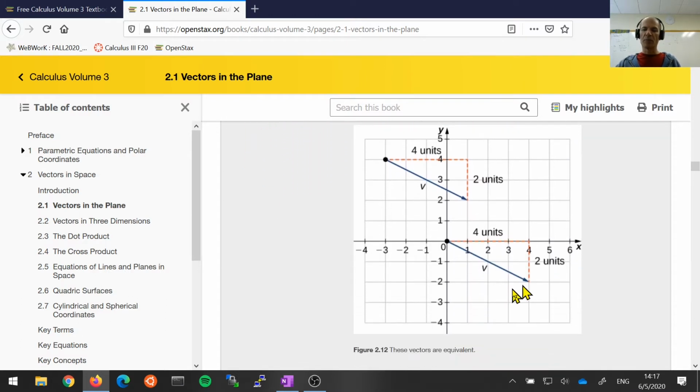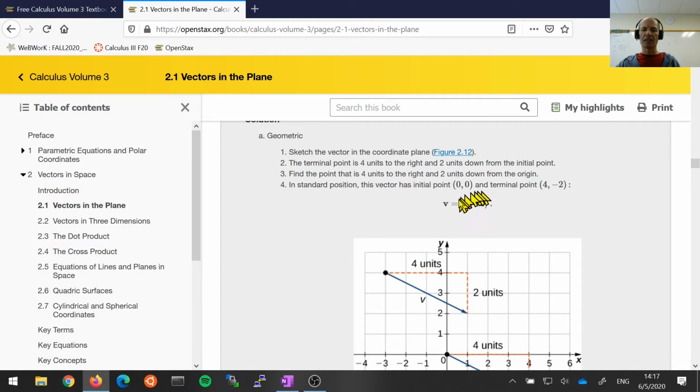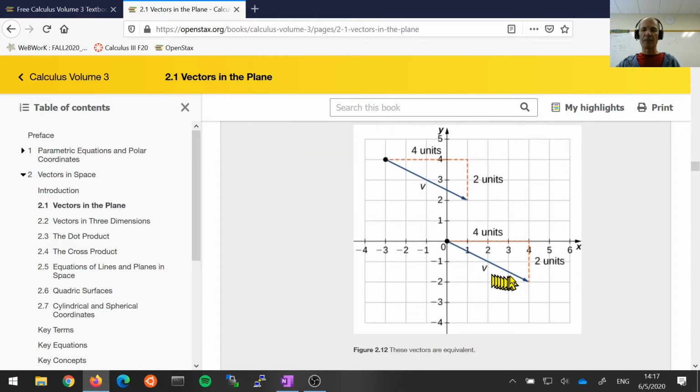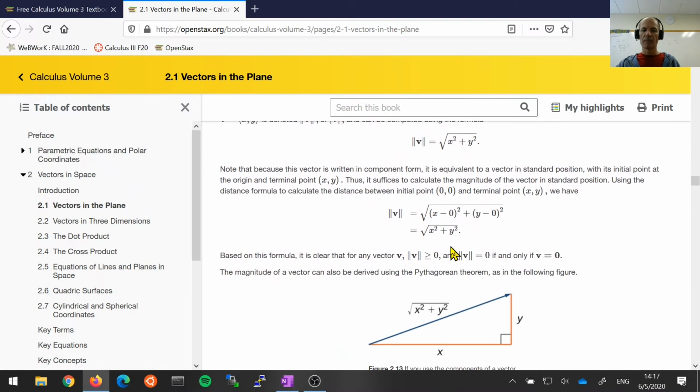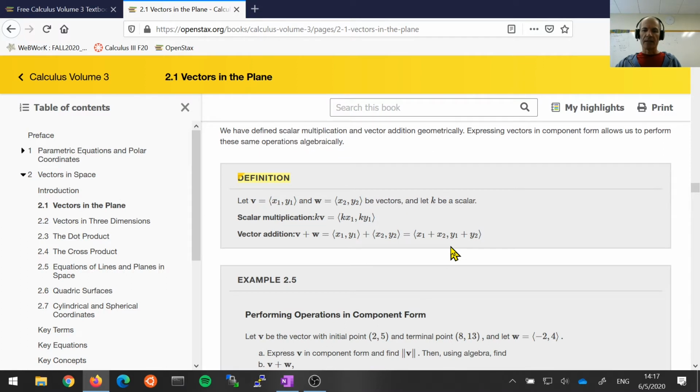And then if we wanted to plot it, we could put the tail at the origin and the head at 4, -2. This is an equivalent vector, but it's not in sort of the standard location. So when we see notation like this, we immediately think about a vector situated thusly. Alrighty, let's keep rolling here.